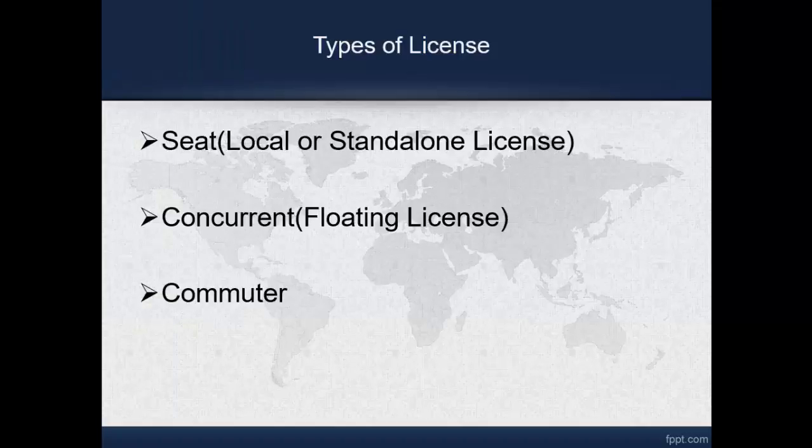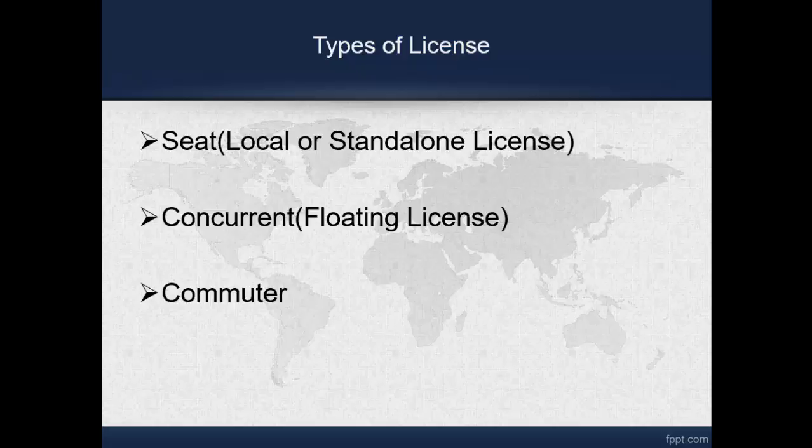Then we have three types of license: seat, concurrent and commuter license. The seat license is nothing but a local or standalone license, also we can say it. It is a trial or demo license which has a validity of 30 days. You don't require any keys for the trial license. I will be teaching you all with the seat license only.